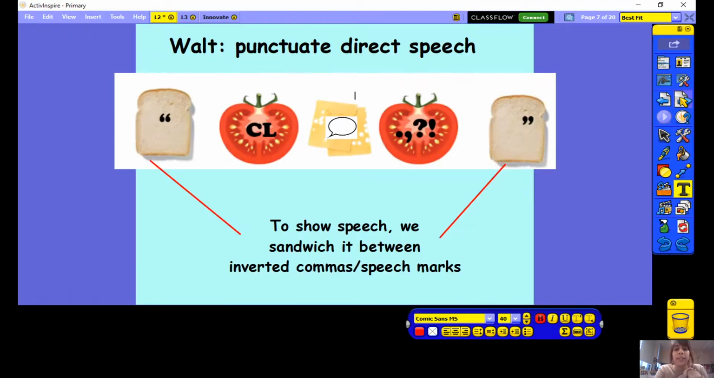So in today's lesson, we are going to be looking at how to punctuate direct speech, because there is a lot of speech in our story of the three little pigs or the three little wolves. Now, when we show speech, we sandwich it, this should look quite familiar to you, between our inverted commas or our speech marks. So you have speech marks opening up and speech marks closing, and everything comes in the middle. So we've got our two pieces of bread sandwiching everything in the middle, and we have our 66, which is how you would open your speech marks, and 99, how you would close them.